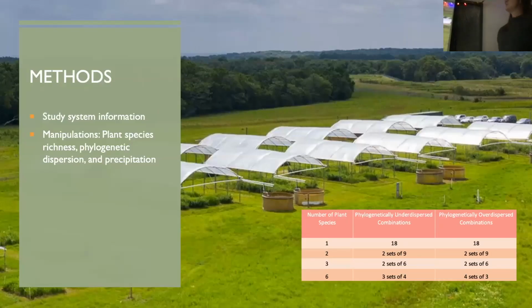So this research took place out at the KU field station, and there were 240 plots and 18 different native prairie species. There were three main manipulation factors: plant species richness, phylogenetic dispersion, and precipitation. And you can see down here on this table the different combinations. We have the underdispersed, again, meaning multiple species from the same family, and then the overdispersed, meaning multiple species from multiple families. And everything was replicated so that there was a high and a low precipitation treatment.